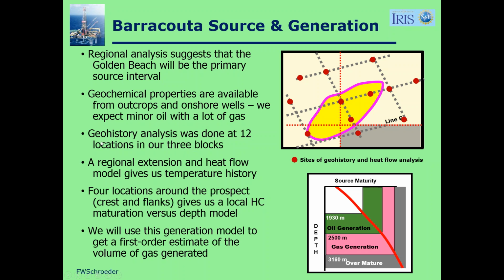For the blocks that our company has license for, we would do something like 12 locations, and so the dark red dots are where, hypothetically, I would run my geohistory analysis. I'd look at the amount of crustal stretching. I would try to come up with a heat flow model for each of the 12 sites, and then look at how that is distributed over this particular area and see if it makes sense.